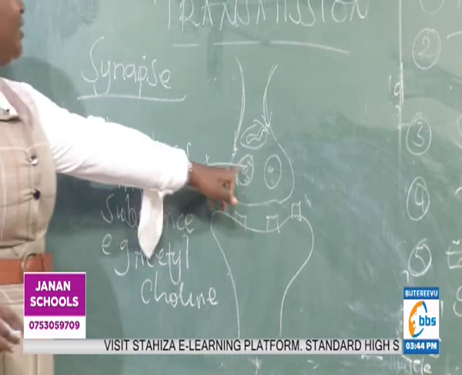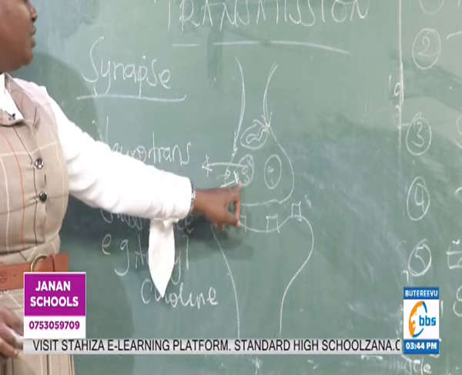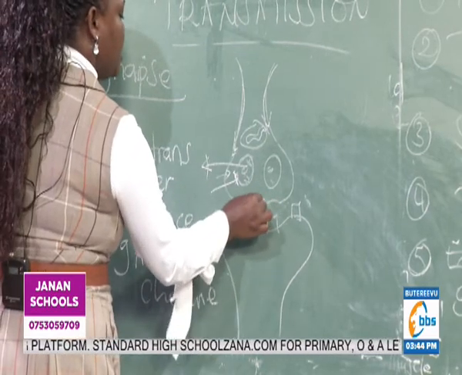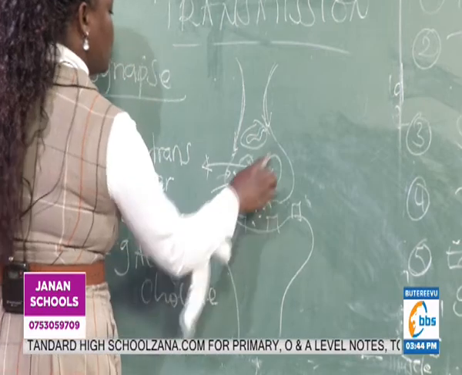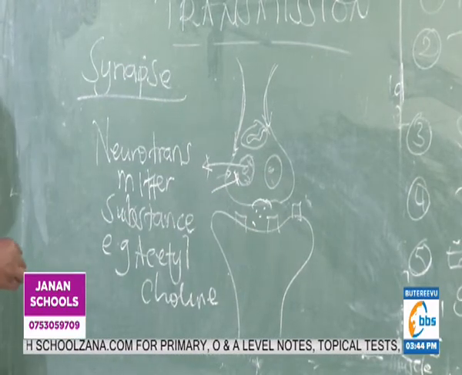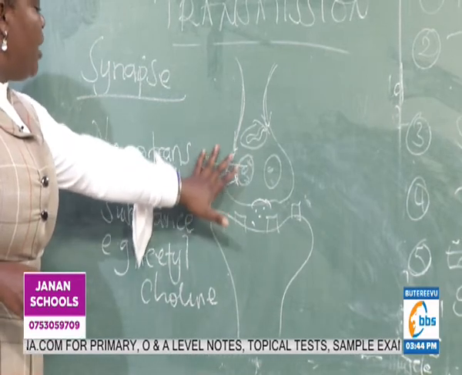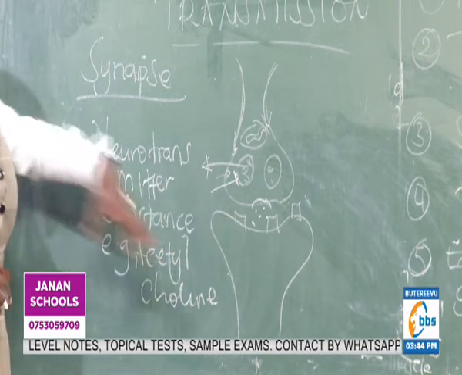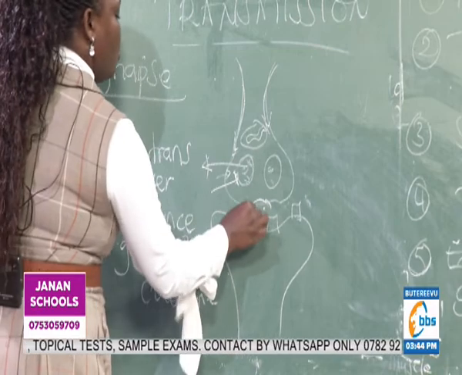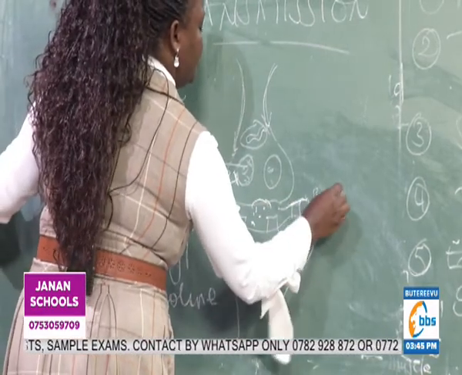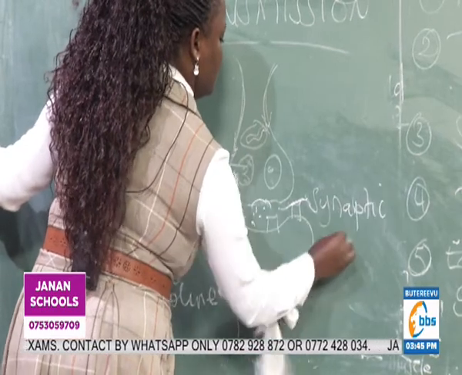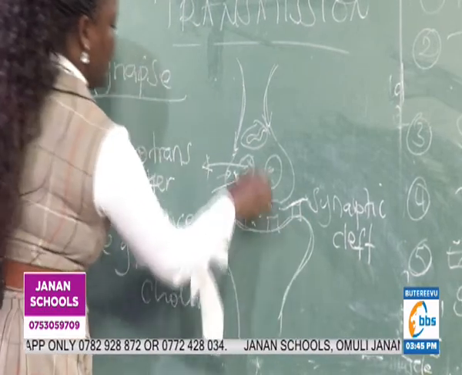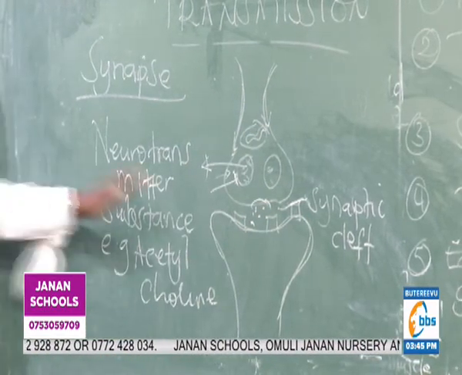This will be released from these vesicles. It's a chemical that is released from these vesicles. And once it is released, it diffuses across, carrying our impulse converted into a chemical way. So the moment the impulse reaches here, it depolarizes this membrane, the neurotransmitter substance is released, which will carry our impulse in a chemical way. And then the impulse will move across this gap we call the synaptic cleft to the next neuron here. This was sensory, so this is our relay neuron. Or this could be a muscle.